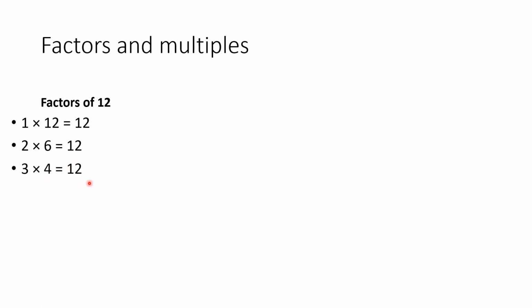Now we will study factors and multiples together. Factors of 12. I am taking only one number and I will find out factors of that particular number and multiples also. So at first 1 12s are 12. We know that 1 is a factor of every number. Then 12 is divisible by 2, so we will take 2. 2 6s are 12. Then 3 4s are 12. Then 4 3s are 12. Now we will stop here because 3 and 4 are repeating. So we will arrange these factors in ascending order: 1, 2, 3, 4, 6 and 12. These are the factors of 12.